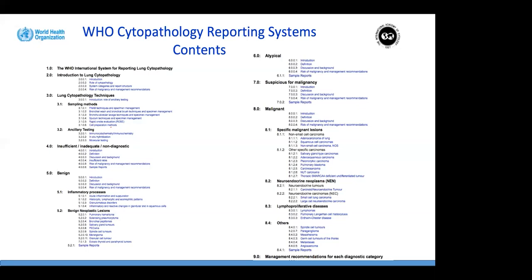And who are the authors and co-authors of these different chapters and sub-chapters? They were cytopathologists around the world that were chosen because of their publication records and their experience in lung cytopathology. So there are authors from everywhere: Europe, America, Asia, Australia, Africa. So this is a wide participation, as we saw in the Blue Books.